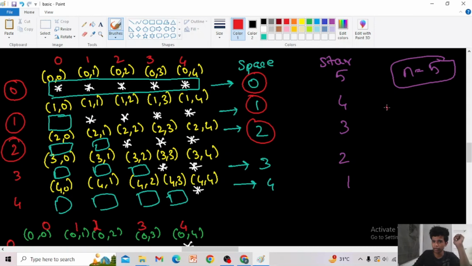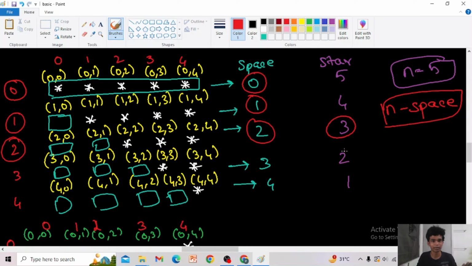Okay, n minus space. I can write n minus space. First of all, n is 5. 5 minus 0 is 5. Again, 5 minus 1 is 4. 5 minus 2 is 3. That's all about the solution.